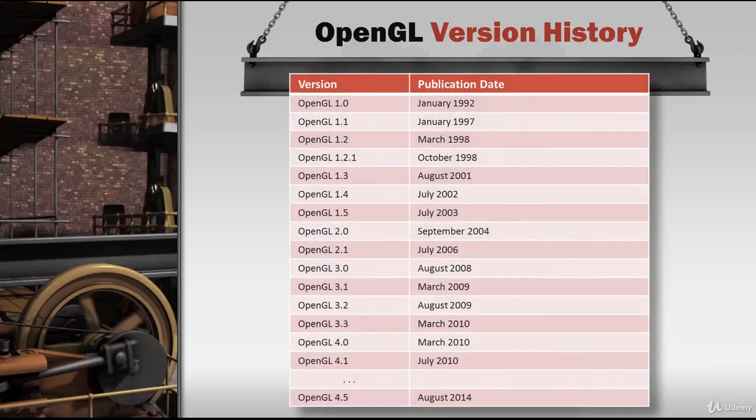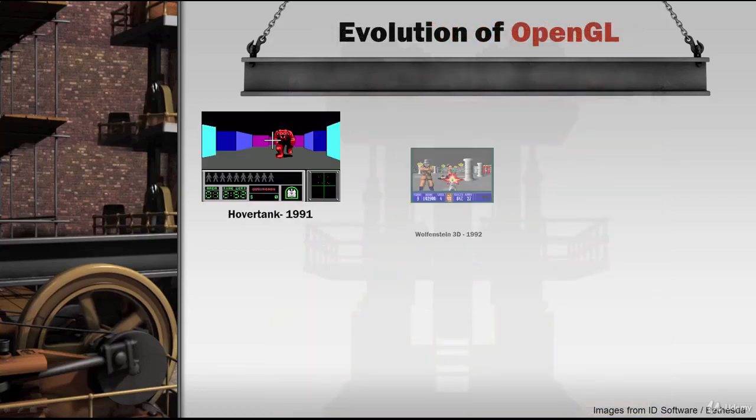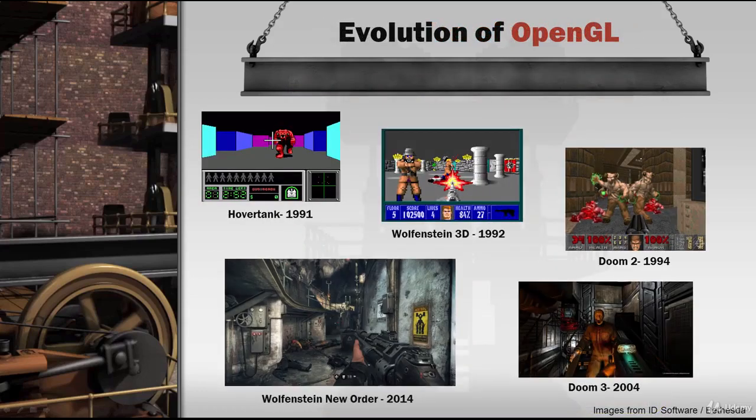So this table is showing you a bit of the history, the versions, and when they were released in OpenGL. I wanted to highlight that in this course, when I talk about modern OpenGL, well, here it is. It's version 3.2 basically and higher. So OpenGL really has come a long way. I'm showing some different screenshots from id Software games and recently Bethesda. It really has come a long way since the early 90s.